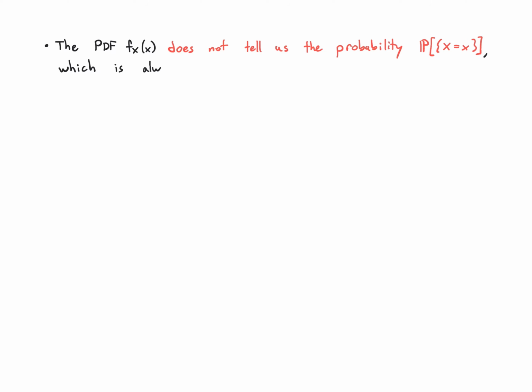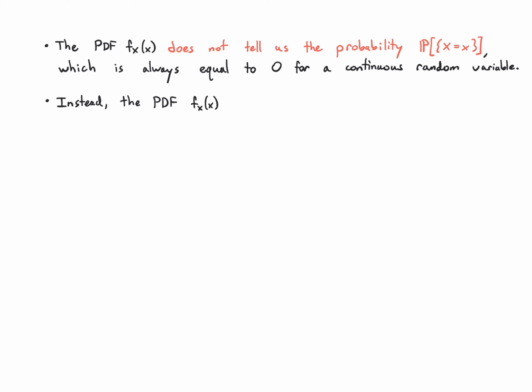So what this PDF function little f is doing is not telling us the probability that x is equal to a value little x. That is always 0 for a continuous random variable. We just always know that's 0. What it's telling us is the density of probability around that point x. So this idea of density is going to be really important.